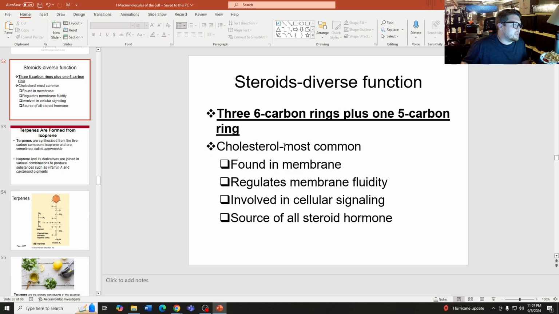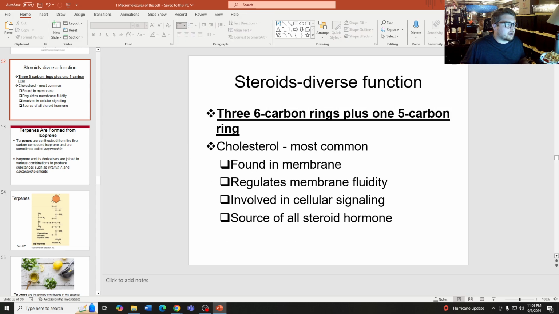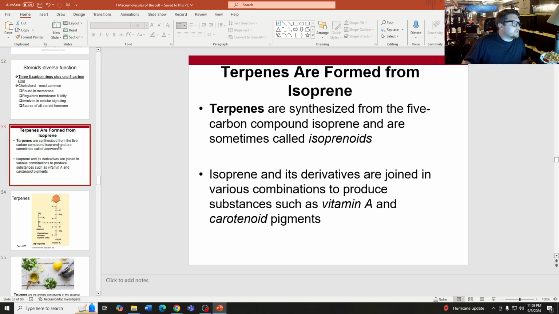Okay, so cholesterol being the most common, found in the membrane, regulates membrane fluidity, involved in cellular signaling, and the source of all of these steroid hormones. Know the general stuff right now. This is another perfect little flashcard kind of thing. Put each of these into its own flashcard and say, which of the following is found in the membrane? Cholesterol, or phospholipid bilayer, all that kind of stuff. Start to associate all those different things. We just want to get the general idea of things in this course.